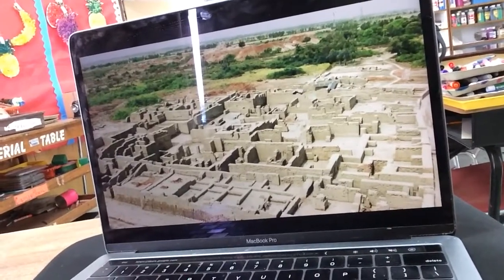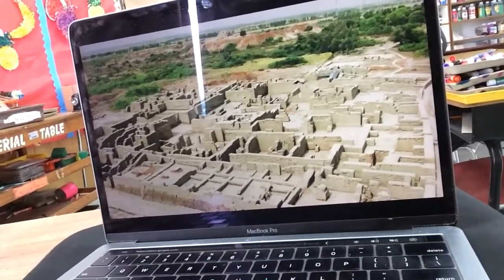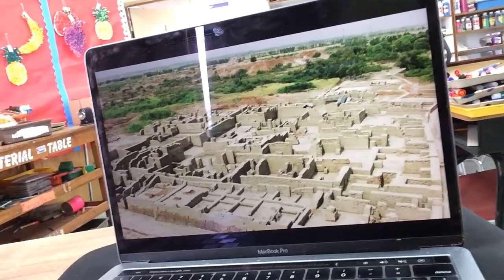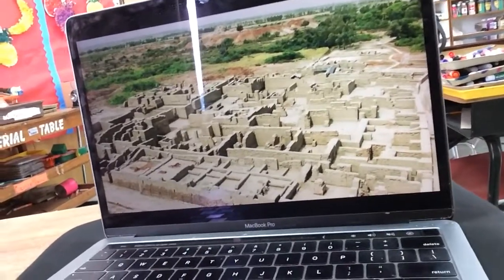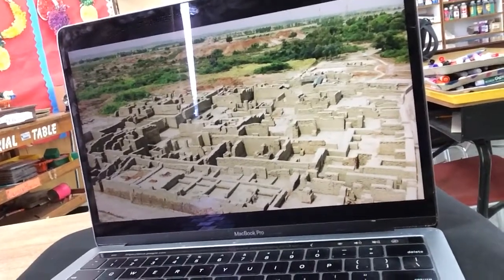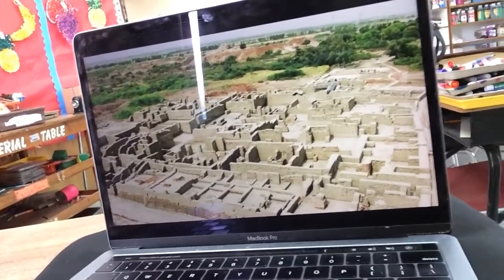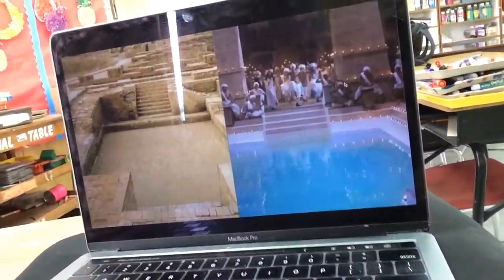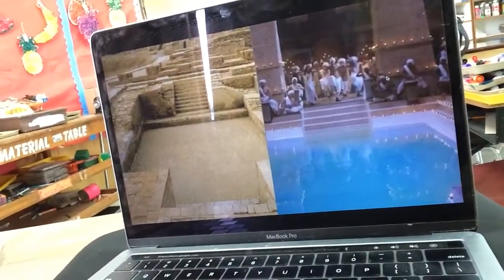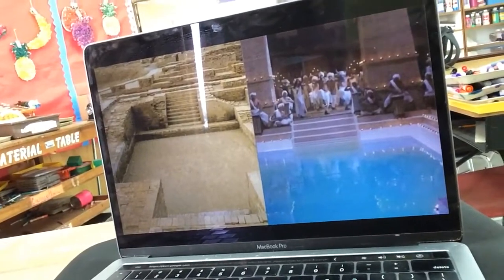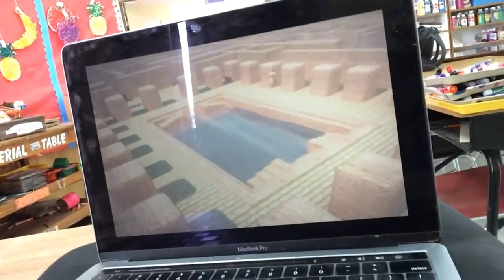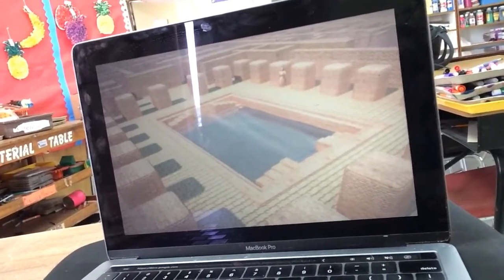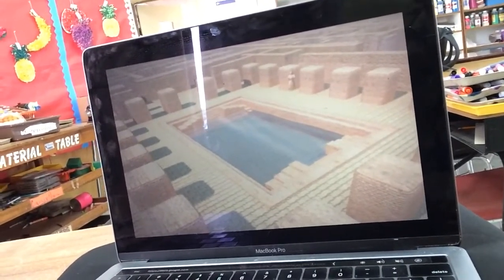It had incredible urban planning, meaning the streets all ran straight. It was a very well-planned city. Almost every home had clean running water. They had a system of drainage, and water was incredibly important to the people living in Mohenjo-Daro. So important that they built a great bath in the center of the city, a massive pool. Woo! 4,000 years ago, people built a swimming pool in the center of their city.